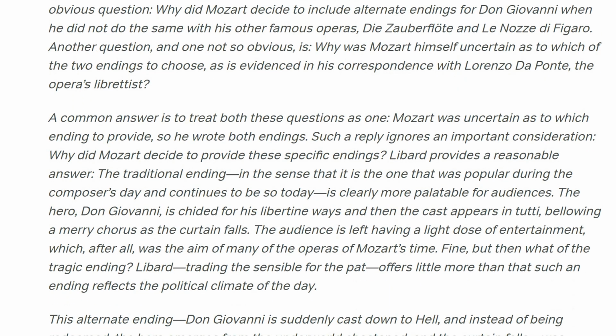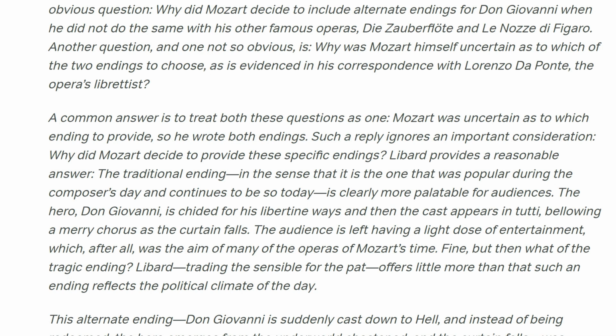A common answer is to treat both these questions as one. Mozart was uncertain as to which ending to provide, so he wrote both endings. Makes sense? Such a reply ignores an important consideration. Why did Mozart decide to provide these specific endings? So why did he come up with these endings? Leibard provides a reasonable answer.